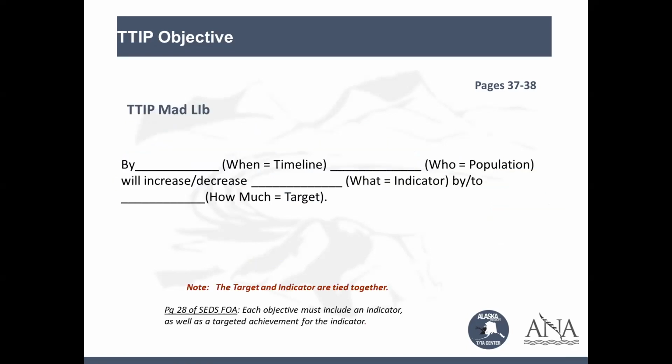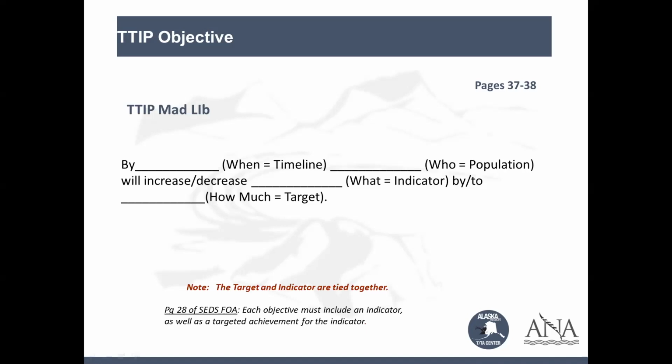We've come up with a Mad Lib to help you write your objectives. Now, they do not have to be in this order, but this Mad Lib will help you to initially develop them. So by when is your timeline, who, the population, will increase or decrease what, that is your indicator, and by how much is the target.